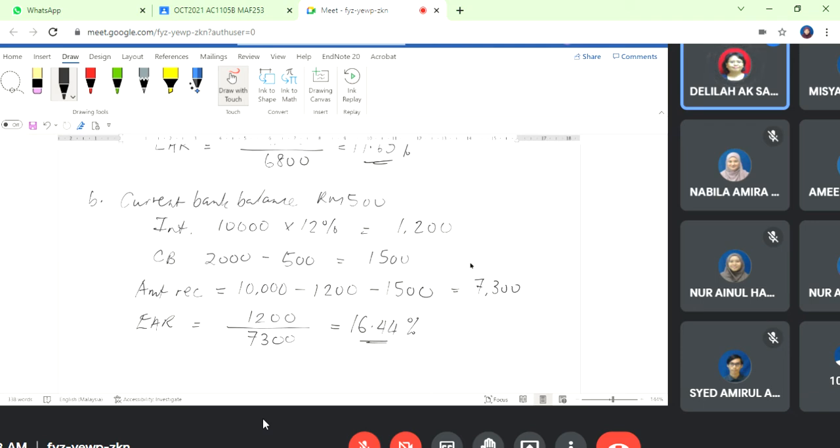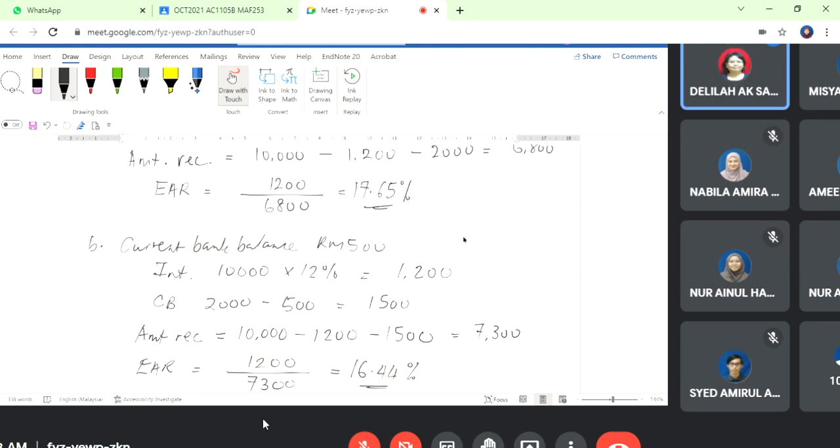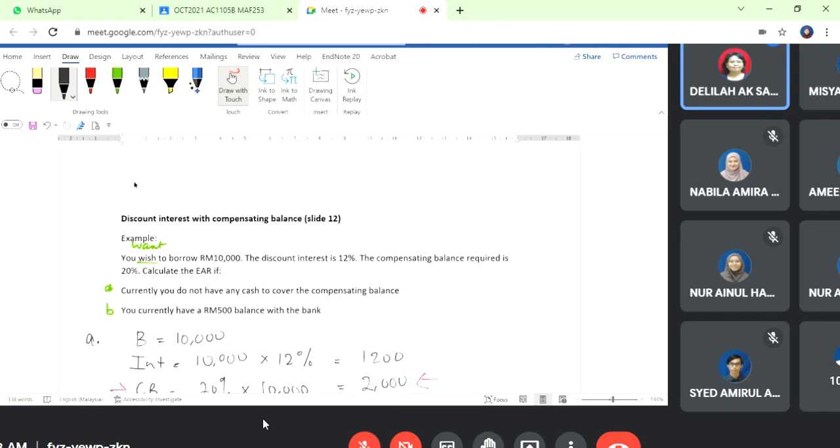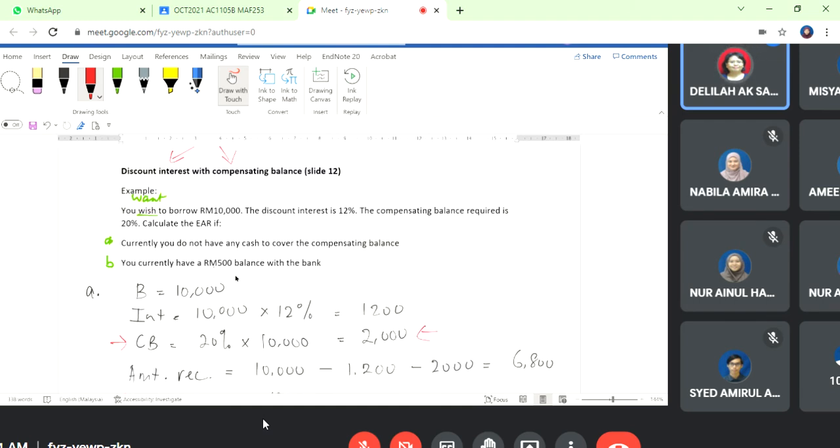Okay. So this is an example of discount interest with compensating balance, comparing what happens or what is the effective cost when you have money in the bank and when you don't have any money in the bank. So this is slide 12th example.